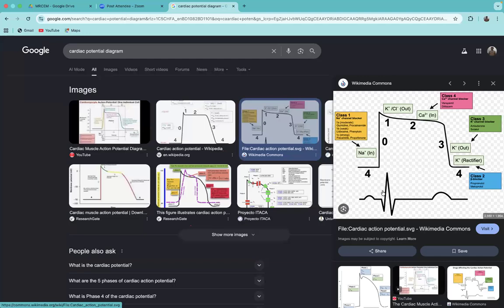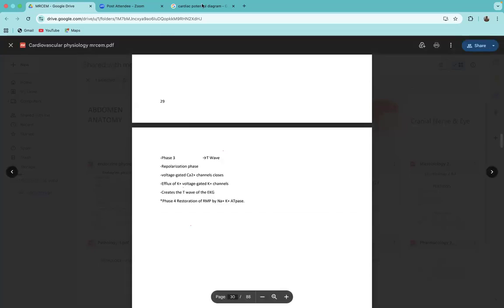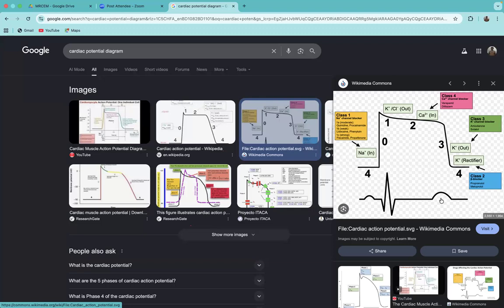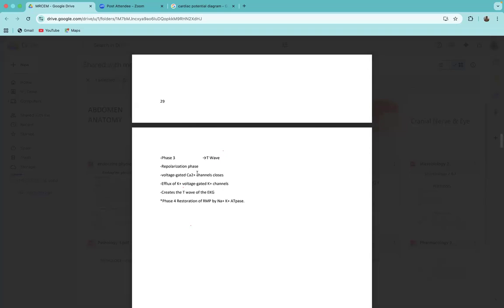So during the depolarization, the QRS is already done. During the plateau potential, there is the ST phase, and during the rest, that is basically phase 3. During phase 3, the T wave appears due to the repolarization phase. The voltage-gated calcium channel closes, and efflux of potassium through the voltage-gated potassium channel occurs during that phase, which creates the T wave in the ECG or EKG.